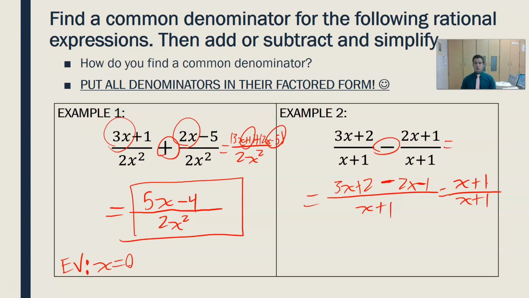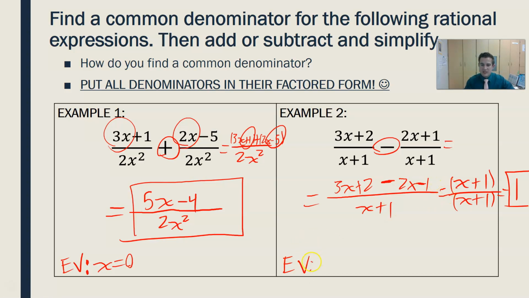Well, x plus 1 divided by x plus 1, if I were to simplify that, I have the same thing on the top as I do in the bottom. So x plus 1 divided by x plus 1, anything divided by itself, is 1. Huh, that's kind of cool. My simplified answer is 1. After I subtracted those two rational expressions together, I got 1.